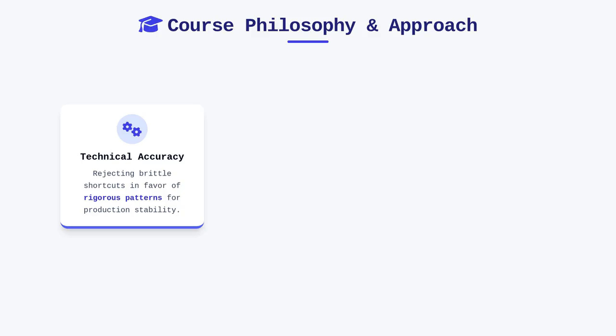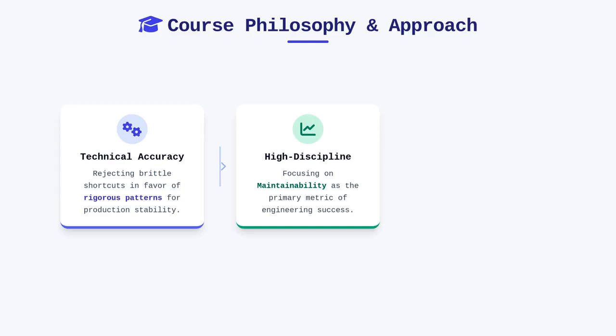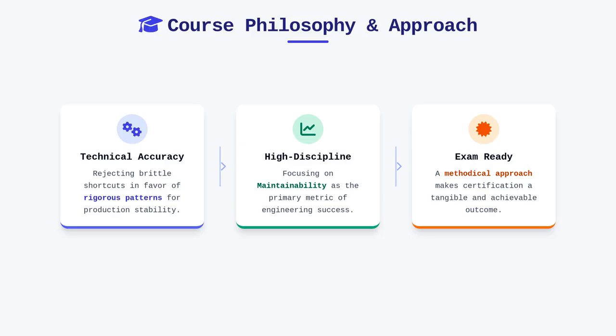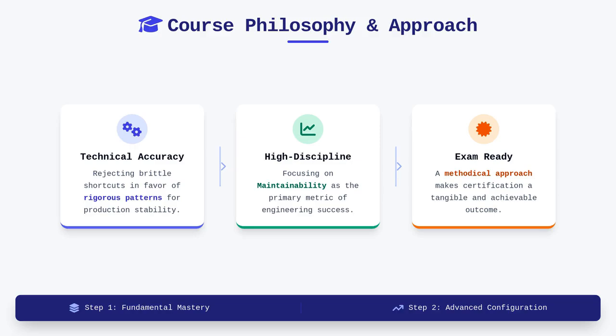As we progress through the material, you will find that our focus remains strictly on technical accuracy. We will avoid shortcuts that might lead to brittle code, instead advocating for the rigorous patterns that keep production environments stable. Developing for Blue Prism is effectively an exercise in high-discipline engineering, where maintainability is the primary metric of success. If you apply the methodical approach outlined in these sessions, you will discover that passing the exam becomes a tangible and highly achievable outcome. We will spend time ensuring that your grasp of the fundamental concepts is beyond reproach before layering on advanced configuration techniques.